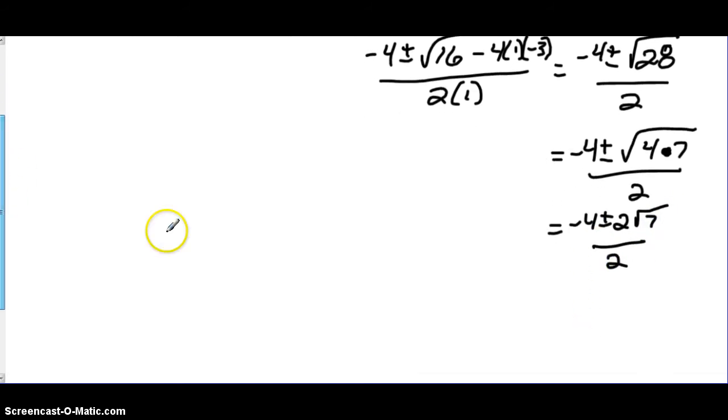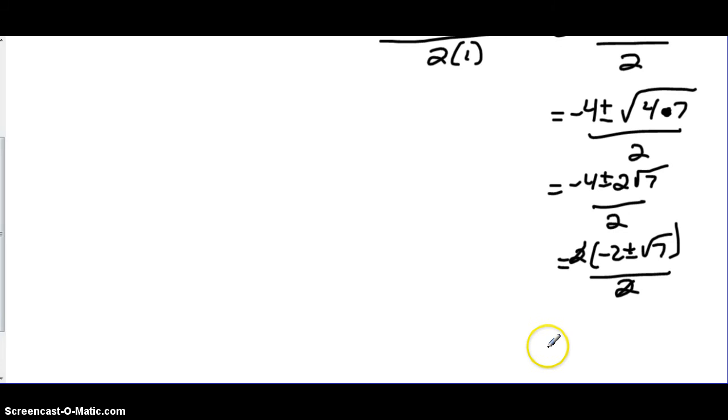Now if you look at this closely, you can see that 2 and 4 have a lot in common. So here's the fun kicker. I can still simplify this. I'm going to factor out a 2 from the top here. I'm going to have negative 2 plus or minus radical 7 all over 2. Remember, all I did was just factor out a 2, because if you multiply this back through, you're going to have negative 4, which we had up here, and then 2 radical 7, which is what we had up here. Now I can safely cancel these 2's, and I'm left with x equals negative 2 plus or minus radical 7. And again, these are two solutions.